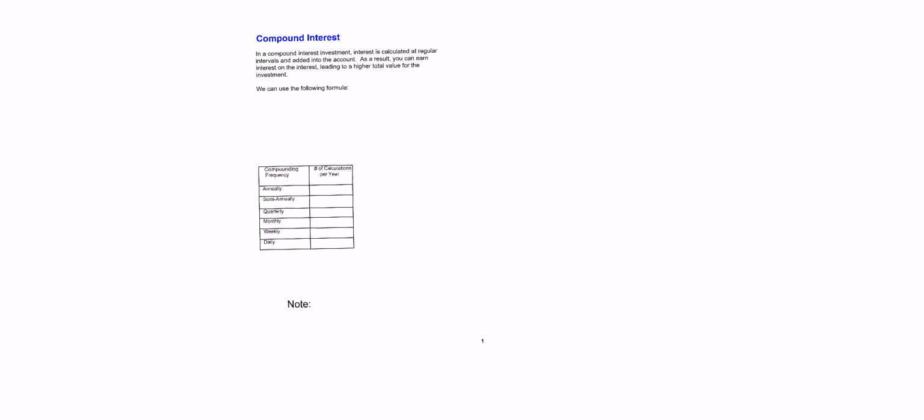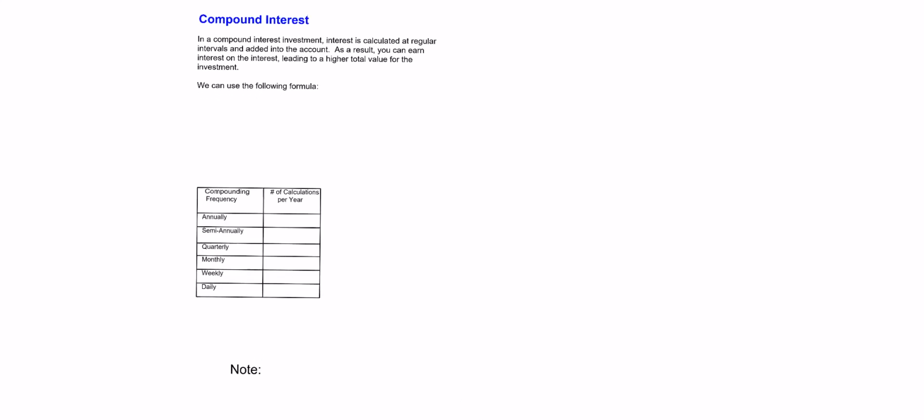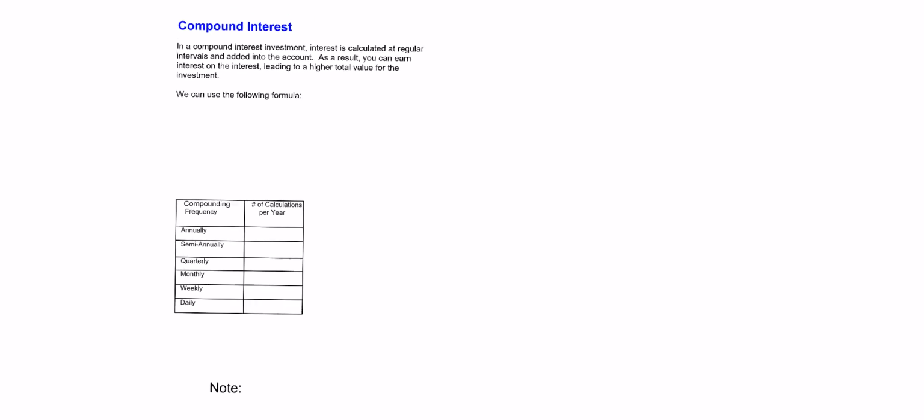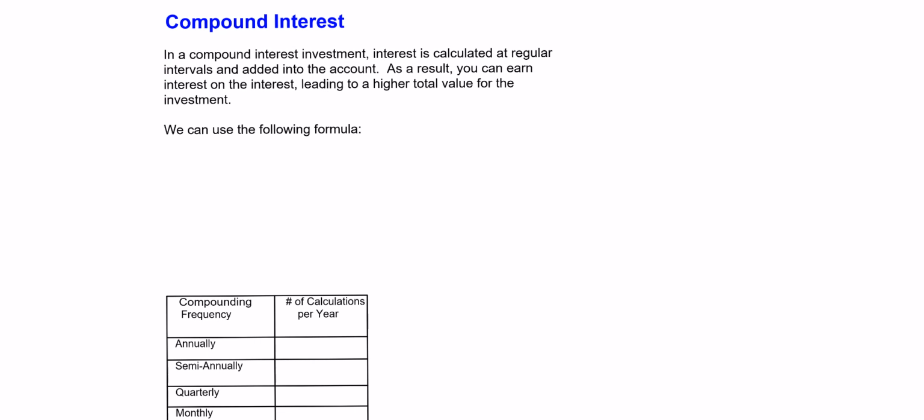So today what we're going to do is talk about compound interest, more specifically with different periods. Basically, what you need to know is that compound interest is calculated at regular intervals and added to the account. This is the same thing that we were doing last day. We're always going to use this formula.